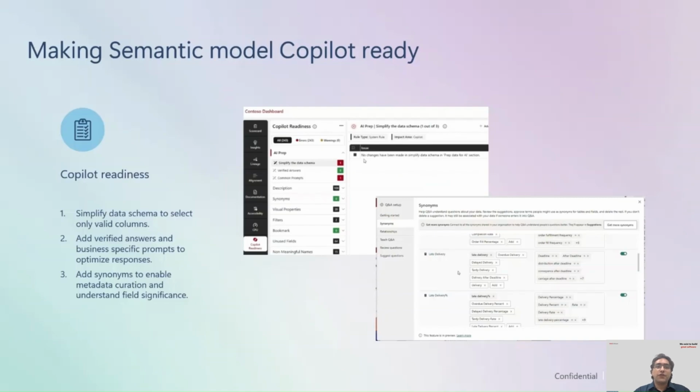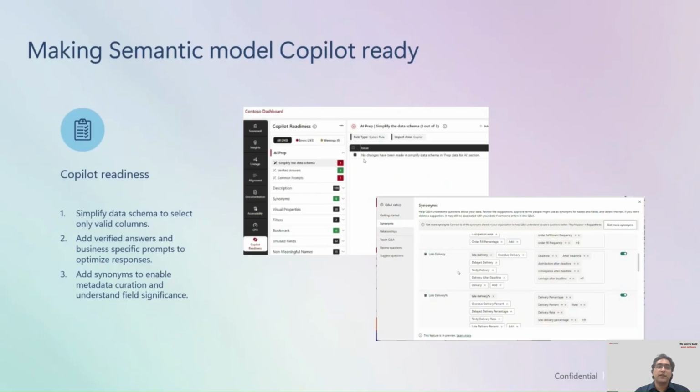A key goal was to ensure that the data and analytics platform is future ready. This starts by making the semantic models Copilot ready. Power BI has a few capabilities out of the box that enable this. The first step is to simplify the data schema. This isn't about deleting fields from the model, but ensuring that Copilot can quickly surface the right answers without getting lost in irrelevant fields.